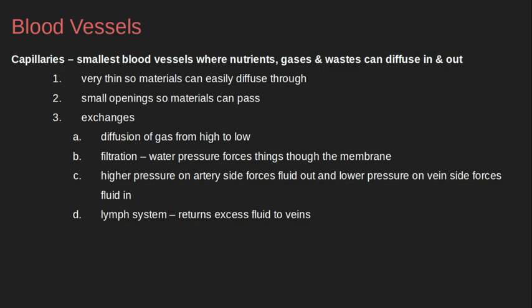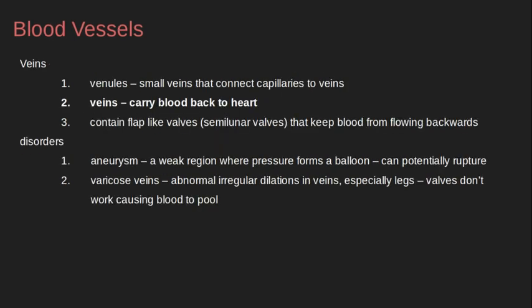Capillaries, these are the smallest blood vessels. This is where nutrients, gases, and waste can diffuse in and out. They're really thin, and there are really small openings so materials can pass through. Some different exchanges happen here. Diffusion of gas from high to low. You have filtration. You have the lymph system, which returns excess fluid to the veins. That's just some extra material if you want to learn more about it.